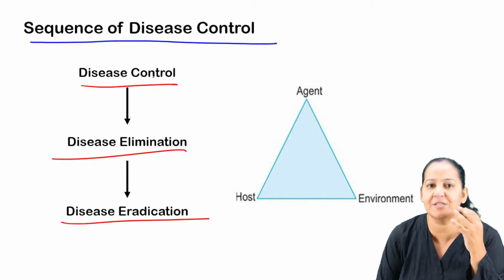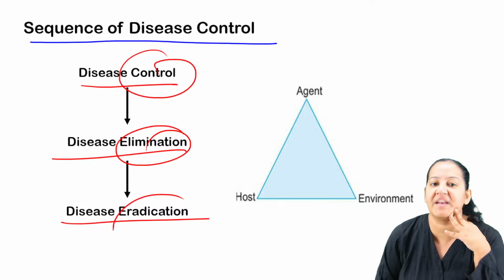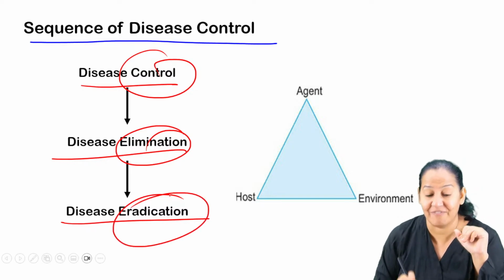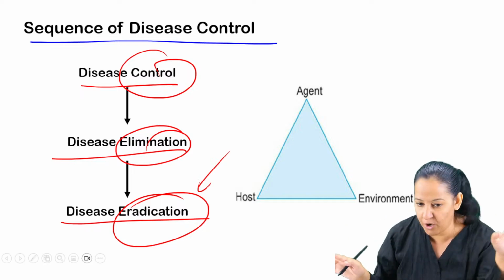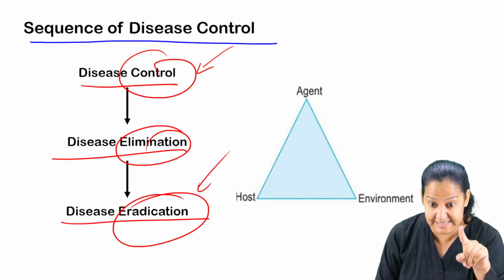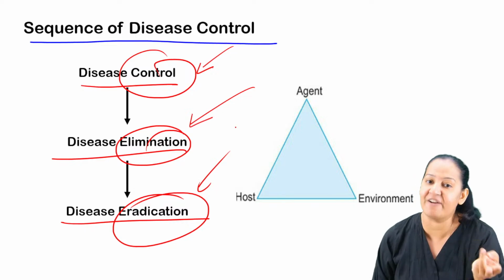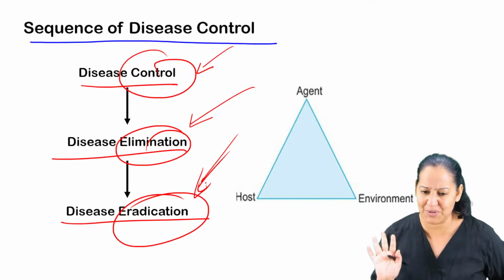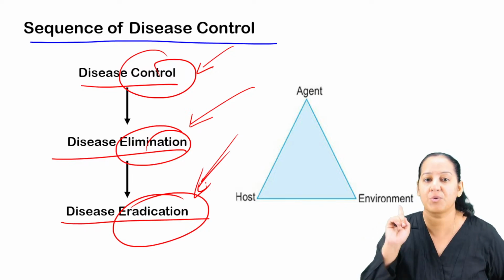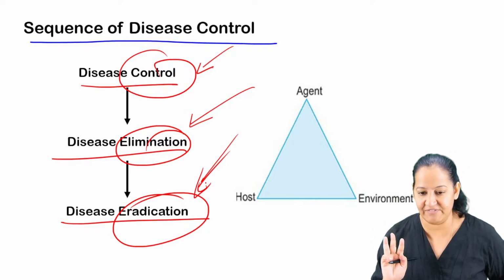You see, ma'am, what is the difference between control, elimination and eradication? See the three things. First, you learn the sequence. You cannot directly eradicate a disease from the community. First, you have to control the disease. Then you have to eliminate the disease. And finally, you can eradicate it. So you understand the definition, and you get many questions on this concept. Got it? So control, elimination and eradication, we will see one by one.